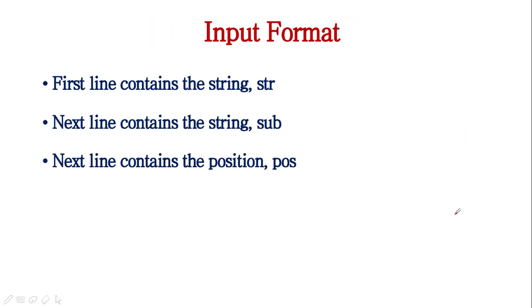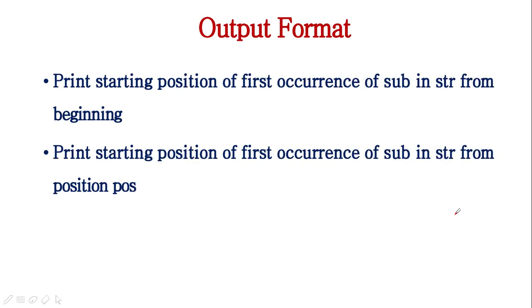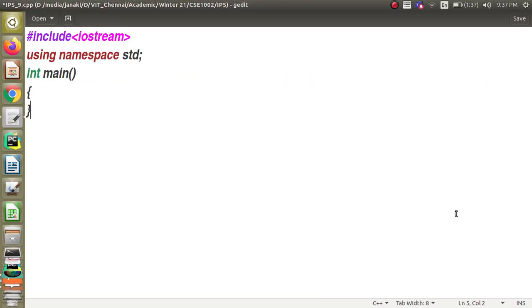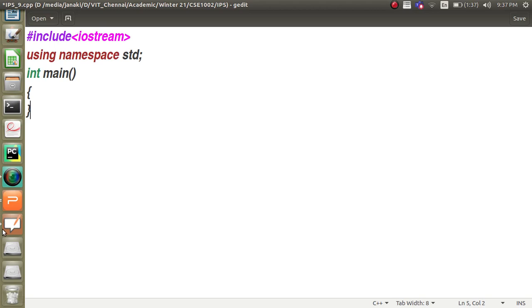The input format is: the first line of the input contains str, the next line contains the string sub, and the next line has the position. In the output format, you have to print the starting position of the first occurrence of sub in str from the beginning, and the starting position of the first occurrence of sub in str from position P. So we are going to print 2 positions. Let us come back and see with an example how it can be done.